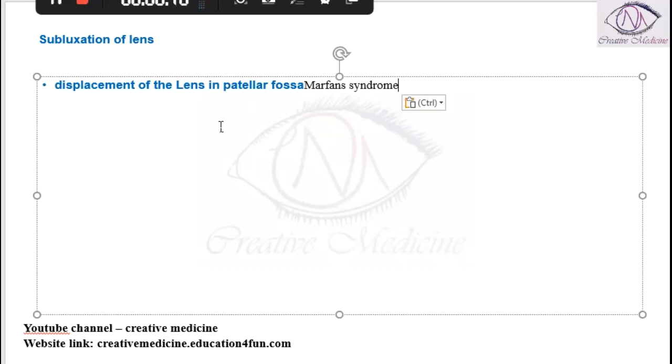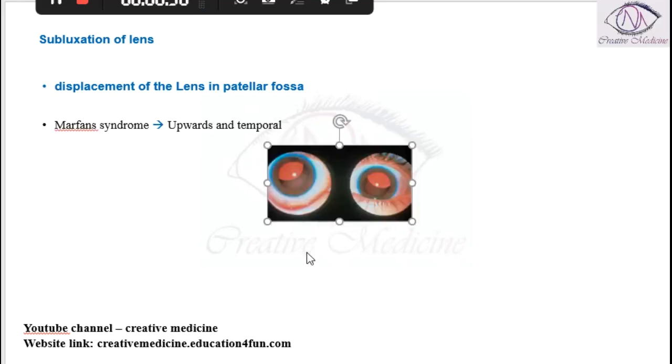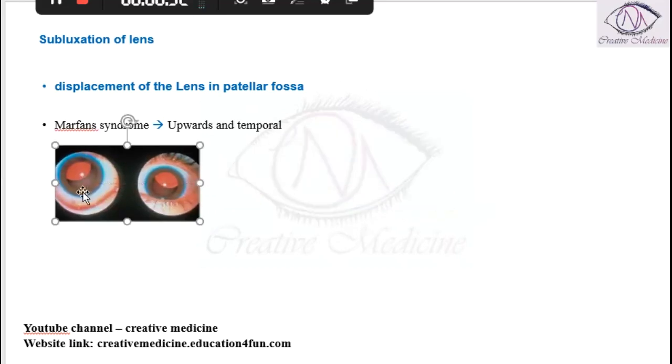In Marfan syndrome, the lens are displaced upward and temporally. They look something like this. So this is the nasal side, this is the temporal, nasal and temporal. So the lens are displaced upward and temporally in Marfan syndrome.